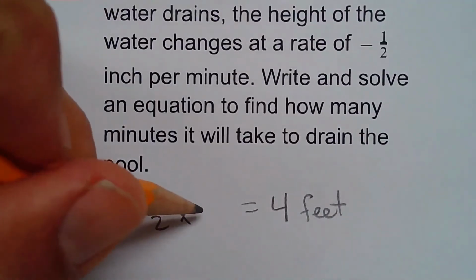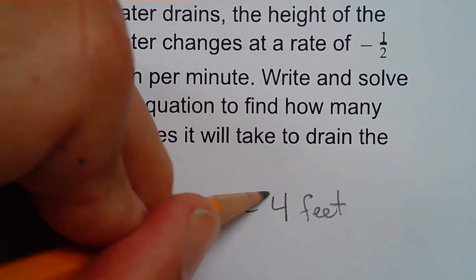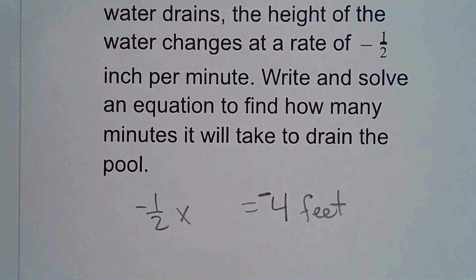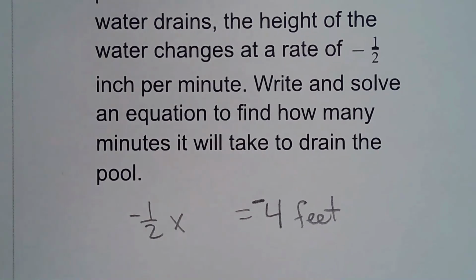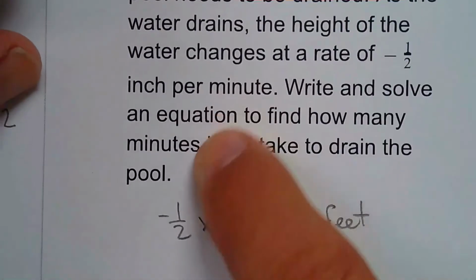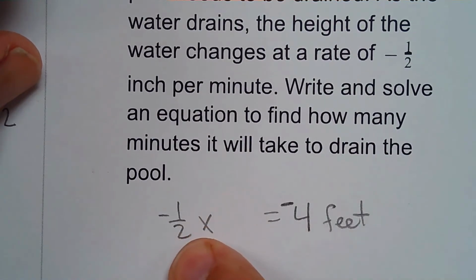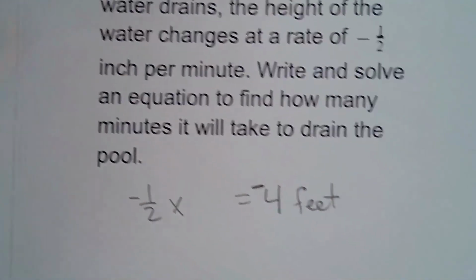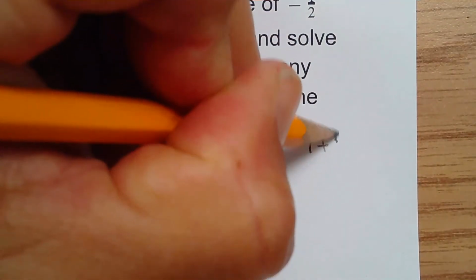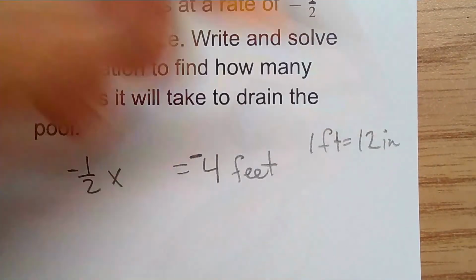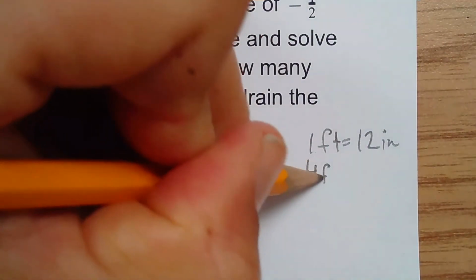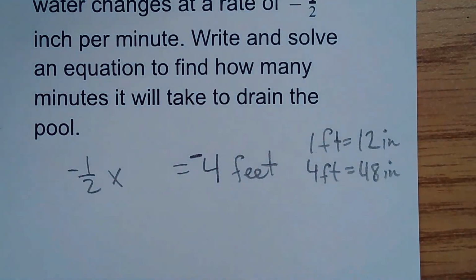So 1/2 times the amount of minutes is equal to 4 feet, but that 4 feet is getting removed, so it's going to be negative 4 feet. And there's one other wrinkle in this. They say inches. This is inches per minute, and this is feet. So we need to change the feet to inches. 1 foot is 12 inches, so 4 feet is going to be 12 times 4, which is 48 inches. So now we have what we need.